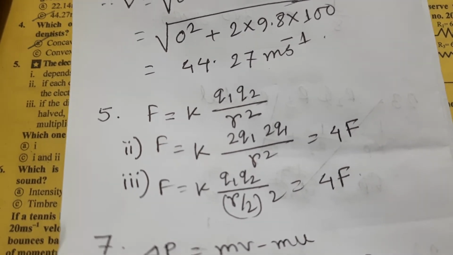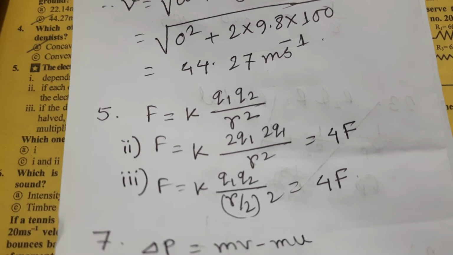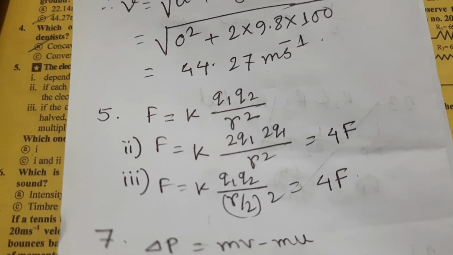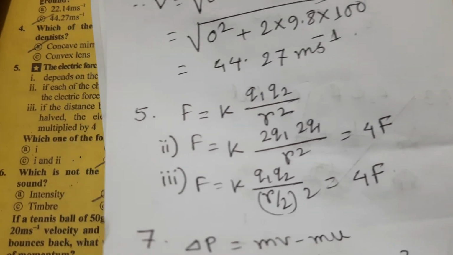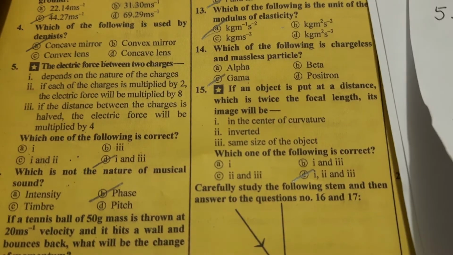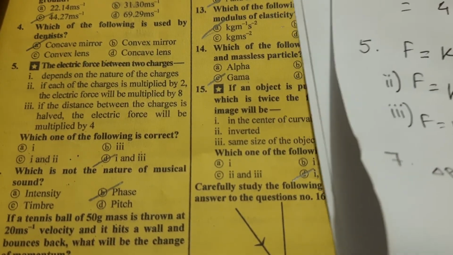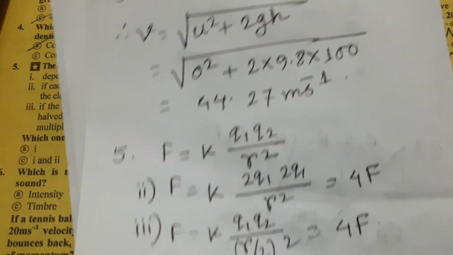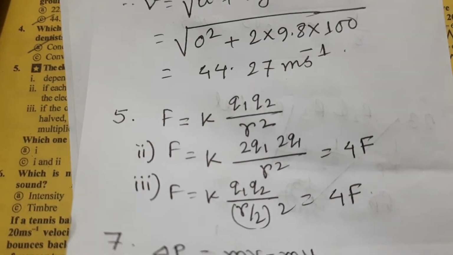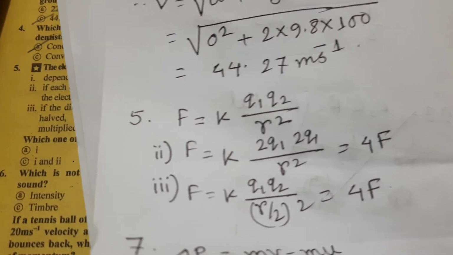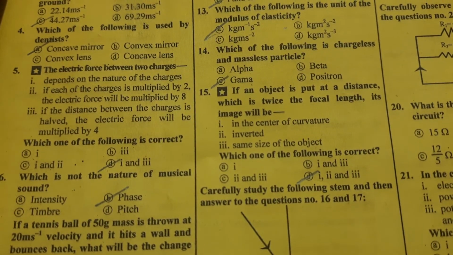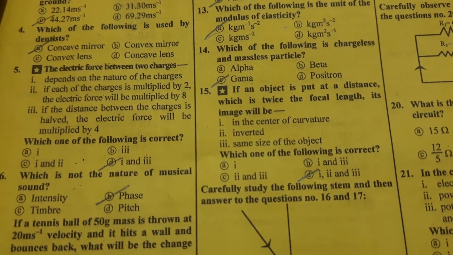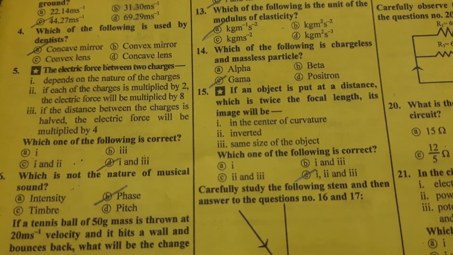Here we know that the force F equals K Q1 Q2 divided by R squared. If the charges are multiplied by 2, then we get 4F, but in our option it is given as multiplied by 8. So this statement is not correct, and statement 3 is correct, where we get 4F. So our correct statements are statement 1 and statement 3. The answer is D, 1 and 3.